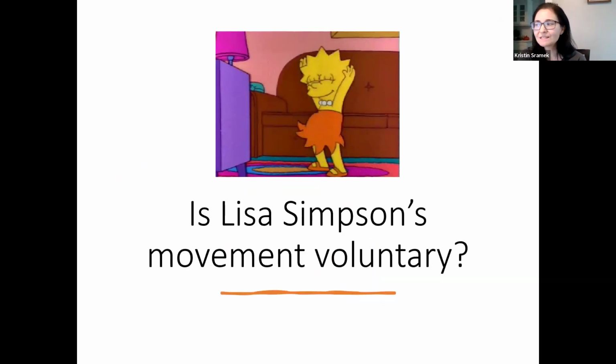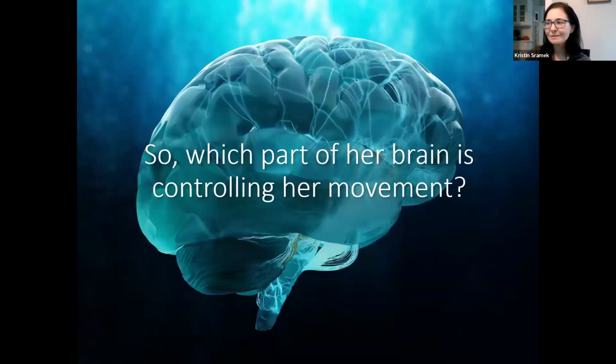So if you think about where Lisa Simpson is exerting that control over her voluntary motor movement, where might that be happening? It would be happening in her primary motor cortex in the very rear of the frontal lobe, right before you get to the parietal lobe. And remember that division line is the central sulcus.